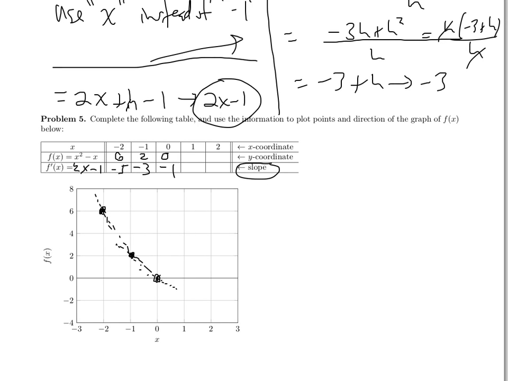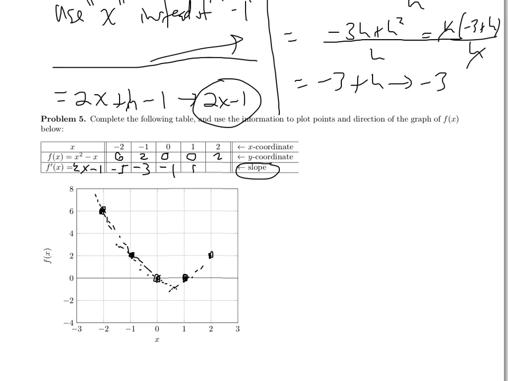Oops, y is 0. And when x is 1, the slope formula says 2 times 1 minus 1 is positive 1. So when x is 1, my y coordinate is 0, but my slope is now positive 1, so heading upward. And then it's easy to fill in. When x is 2, then I'll have 2 squared, 4 minus 2 is 2, and that'll be a point there. And again, the slope formula, putting 2 into this thing gives me a slope of 3.